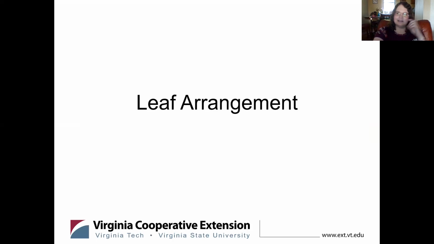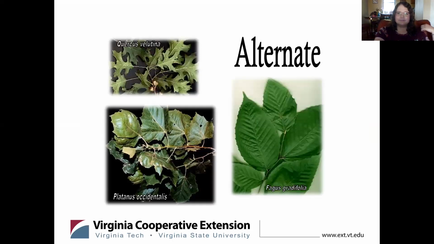A little bit about leaf arrangement. So there are alternate leafed plants. Basically, if we look at our lower right-hand picture, this is American beech. So this is our eastern United States native beech. There's a European beech also, but this is our eastern beech.